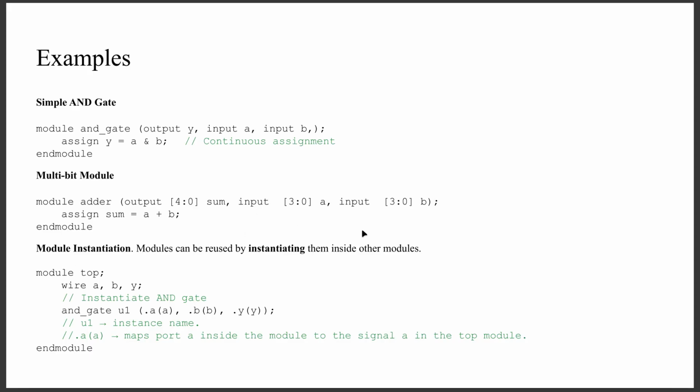Module instantiation. Modules can be reused by instantiating them inside other modules. So consider the module top, where we declare wires A, B, and Y, and we use the AND gate from above, and then we declare the instance name U1, and then we map the ports inside the module to the signals. So it looks like I have a bit of a typo here. Y should be over here because that's the calling order.